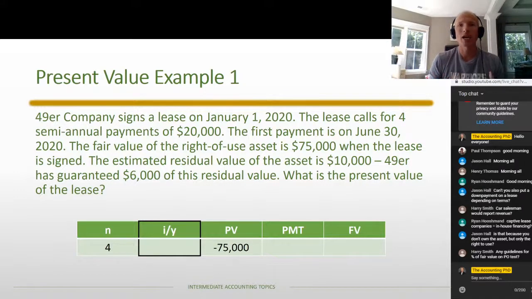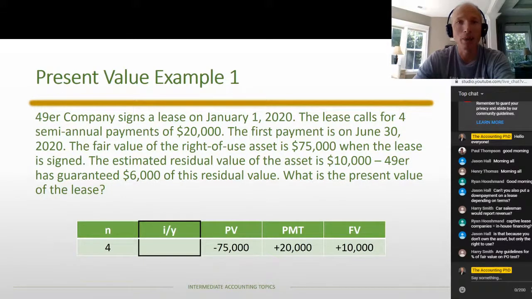And so from an economic flow, from their perspective, they're giving up a $75,000 asset at the beginning of the lease. But of course, in return, they're getting cash, right? They're getting those $20,000 cash payments, and they're also getting the asset back at the end of the lease. And they believe that the asset is going to be worth $10,000. So in total, they're getting 4 $20,000 payments, that's $80,000, and an asset back worth $10,000. So in total, they're getting economic flows of $90,000, and they're giving up the asset initially for $75,000.